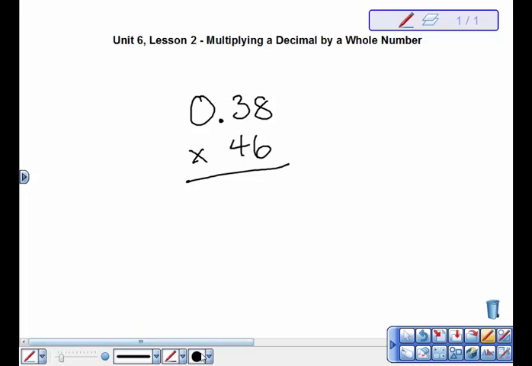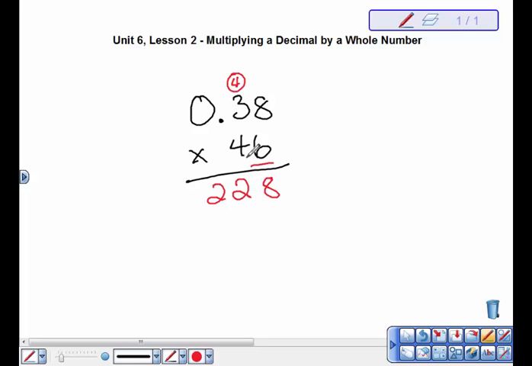All right, so you think you have the answer. Let's check it out. So I'm going to pretend that decimal isn't there, and I'm going to pretend that I am doing 38 times 46. I'm going to ignore the decimal. It's not there. 38 times 46. All right, I'm going to start by multiplying by 6. 6 times 8 is 48. Put down the 8, carry the 4 and circle it. 6 times 3 is 18. 18 plus 4 is 22. All right, so my first product is 22.